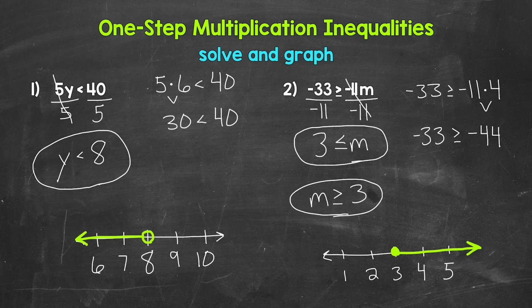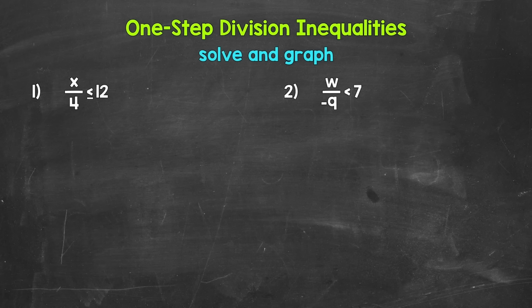So there are our multiplication examples. Let's move on to division. Here are our division examples. Let's jump into number 1, where we have x divided by 4 is less than or equal to 12. Since x is being divided by 4, we need the inverse operation of division. That's multiplication. So let's multiply the left side of the inequality by 4.